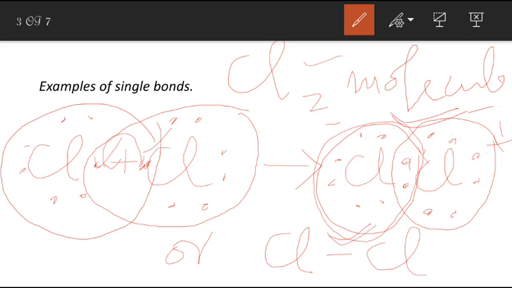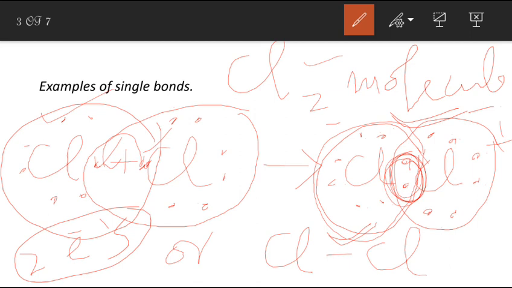This single bond is formed by these two electrons. It means in order to form a single covalent bond, how many electrons should be in the atom? 2 electrons. Total number of electrons 2. 1 electron is shared by the first atom and the second electron is shared by the second atom. This is the formation of covalent bond in the chlorine molecule.